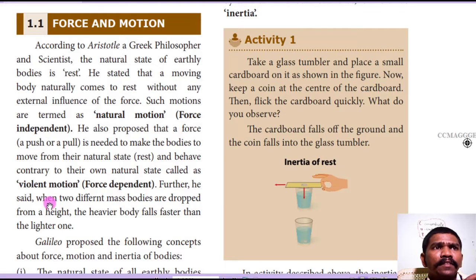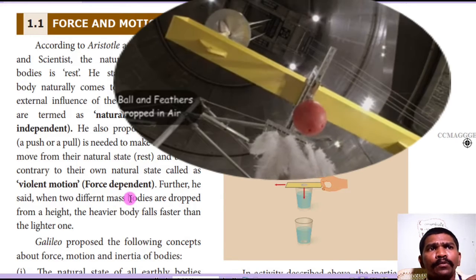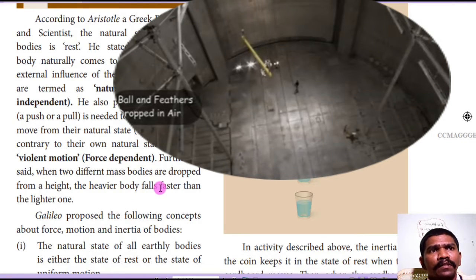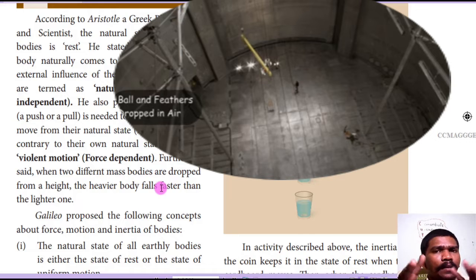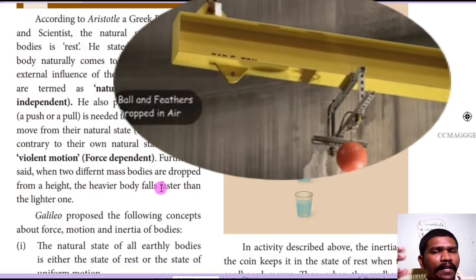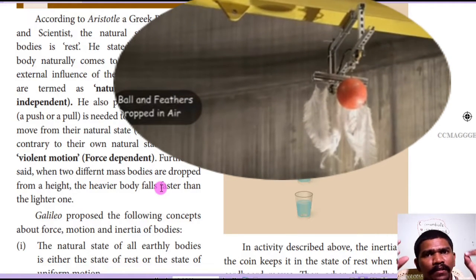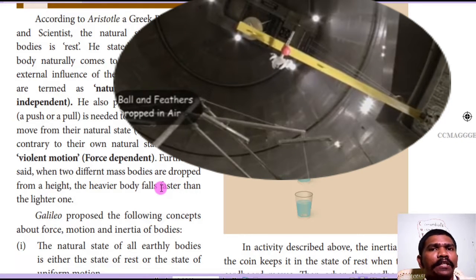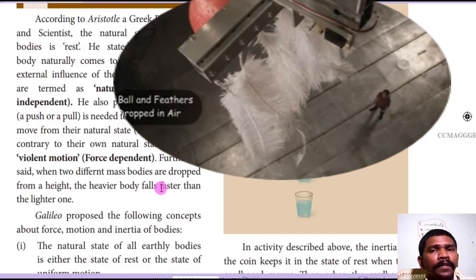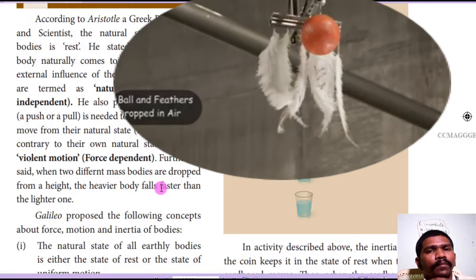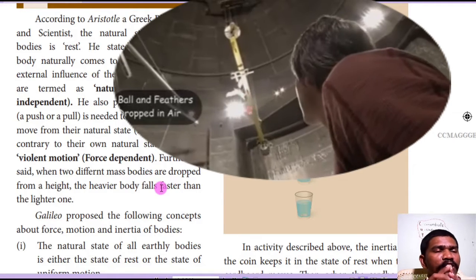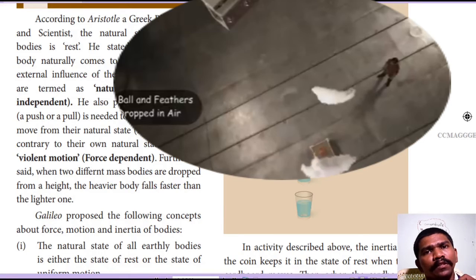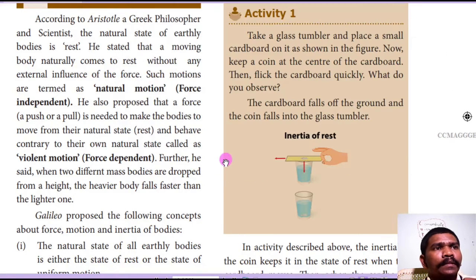Further, he stated that when two bodies of different mass are dropped from a height, the heavier body falls faster than the lighter body. For example, when you take a heavy iron ball and a feather, and drop them from the same height, the iron ball reaches the ground first and the lighter feather takes longer because of the mass variation. This is the view of the great philosopher Aristotle.